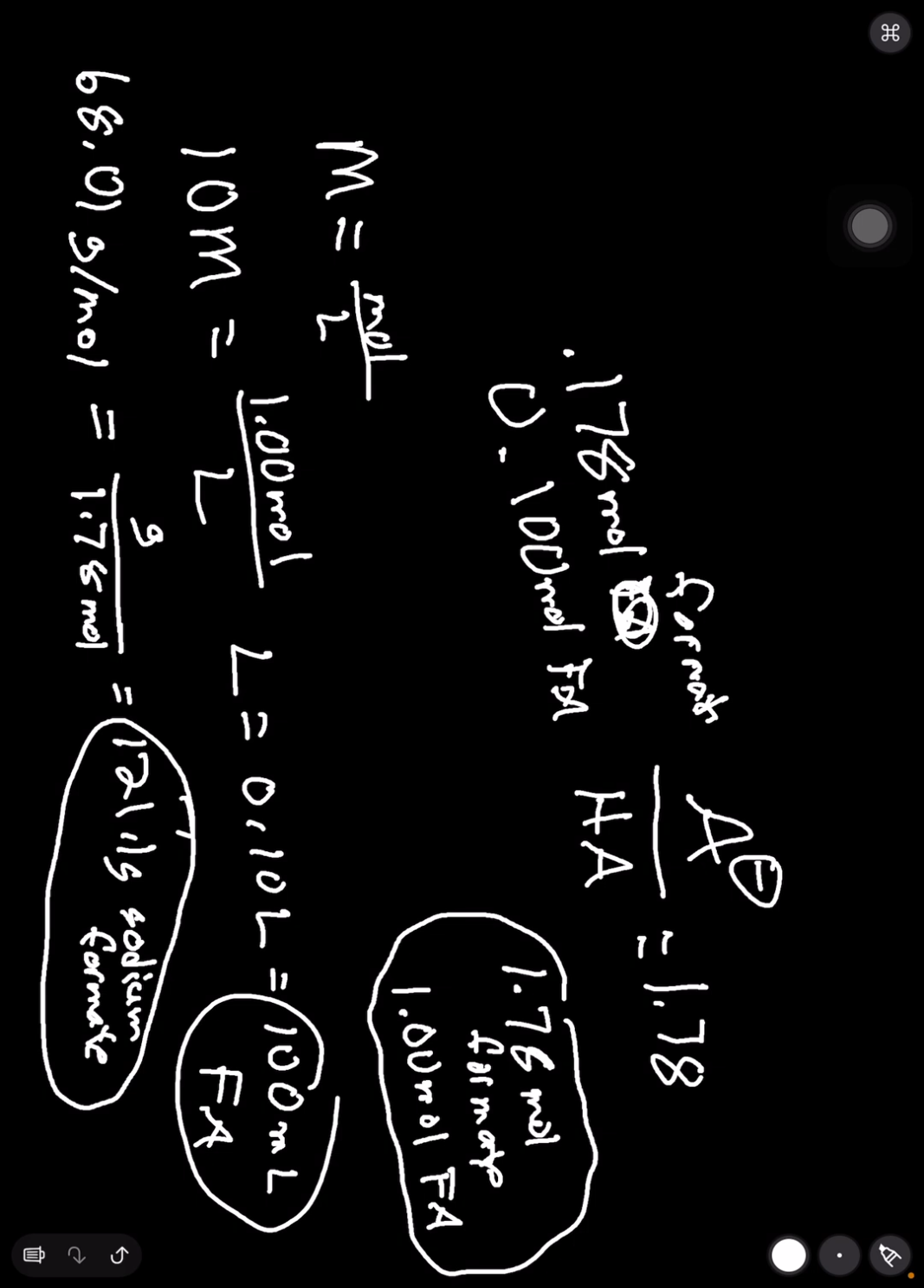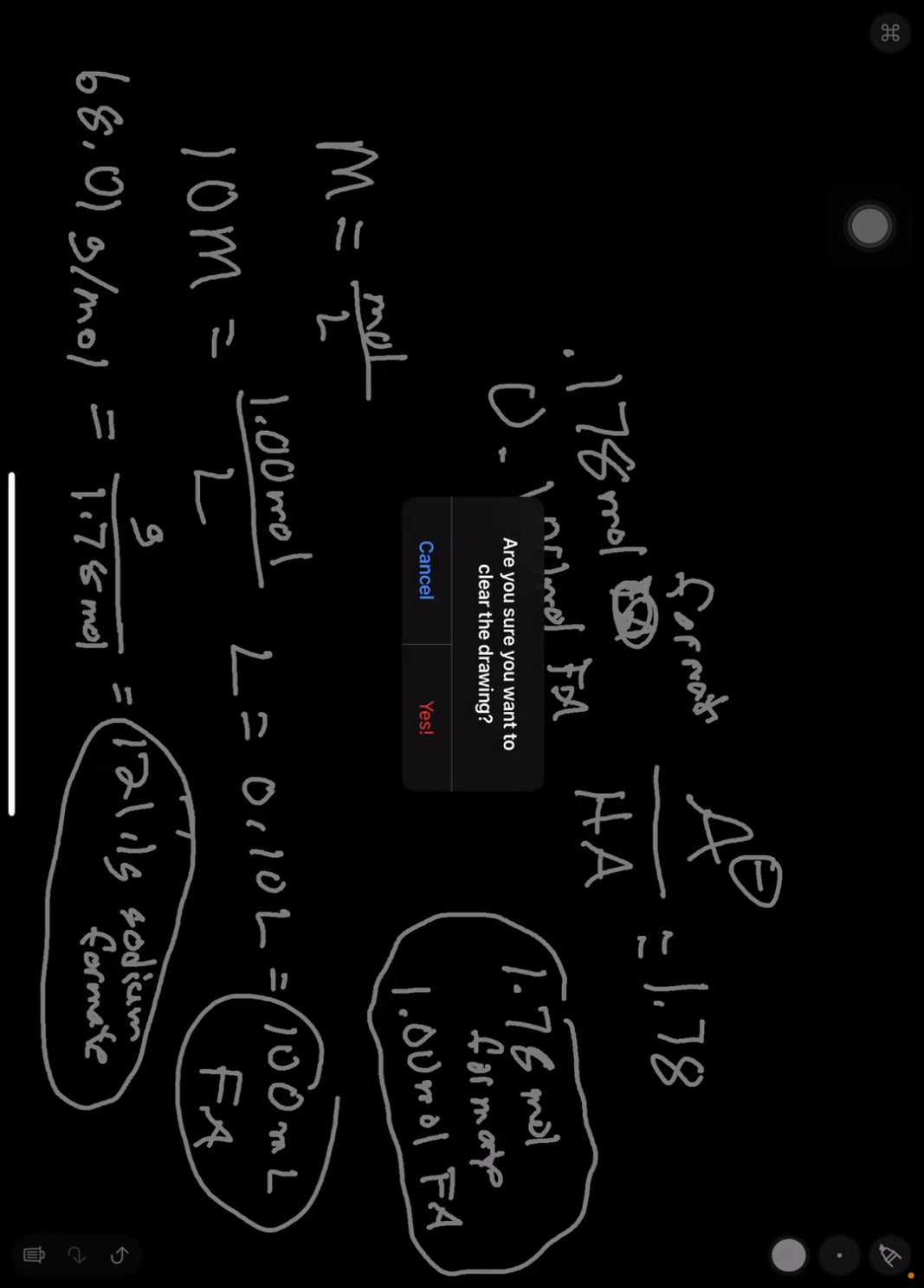All right. So that's one way that you can make buffers, starting with individual sources of the acid and the conjugate base. You can also do it by starting completely with one of them, and then using something else to convert it into the other form. All right. So here I'm gonna just put this equilibrium up again, just so you can have it as reference.